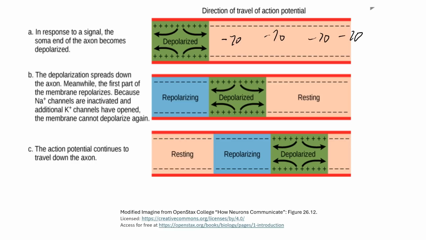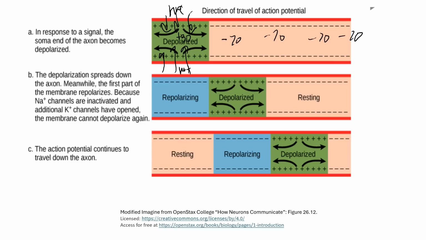The hillock region has become positive, positive, positive, positive inside. What that really means is the hillock region would have gotten to threshold and went from negative 70 to negative 55 millivolts. Voltage-gated sodium channels opened up, and some sodium shot in, and that made the whole region positive, right? It drove the interior up to positive 30 millivolts.